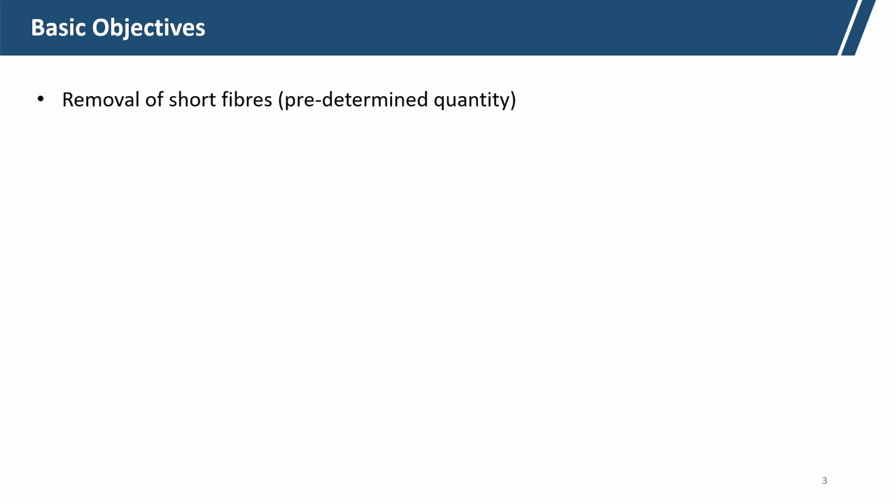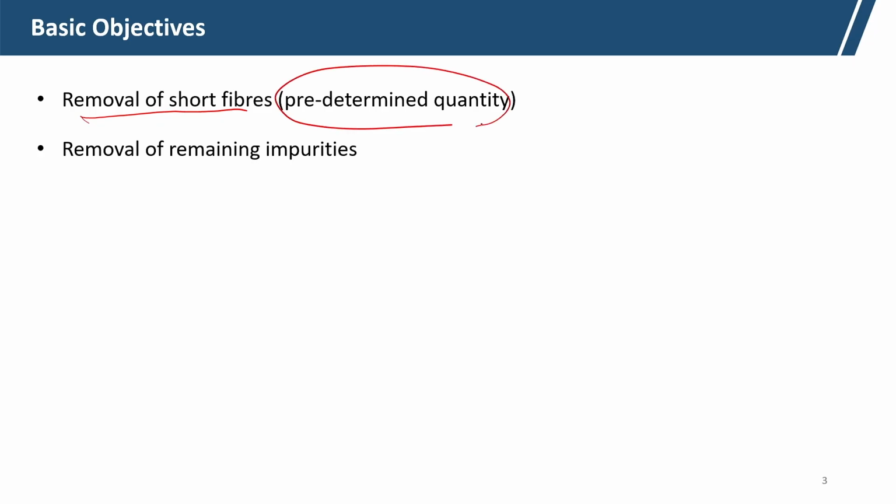So, removal of short fibers, this is the basic objective. The first objective is the removal of short fibers, and short fibers we remove with a predetermined quantity. So, we can set how much we want to remove, and accordingly we remove.